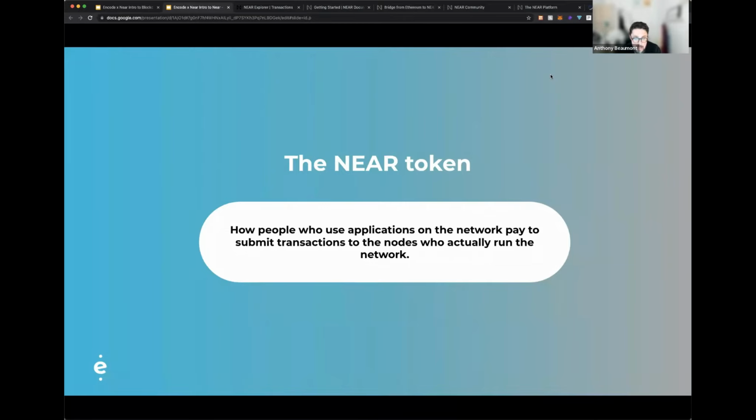We use a token to basically pay for usage of applications. It's like a VAT in that respect. And we pay it to nodes to actually run the network, tell the network what's going on. And this is a normal change to development.